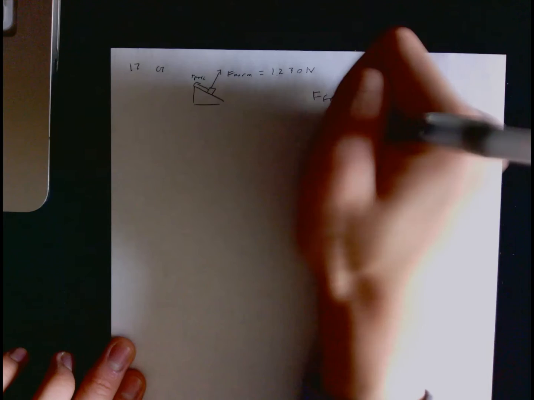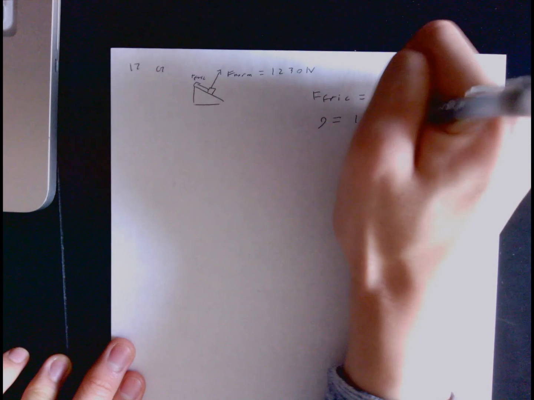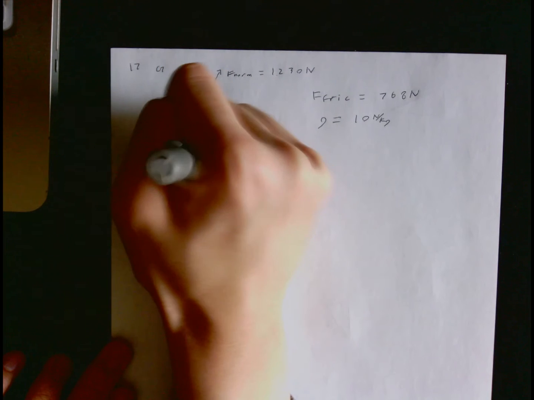And you're also given that g is equal to 10 newtons per kilogram. And in this problem, you're trying to find the mass of the box.